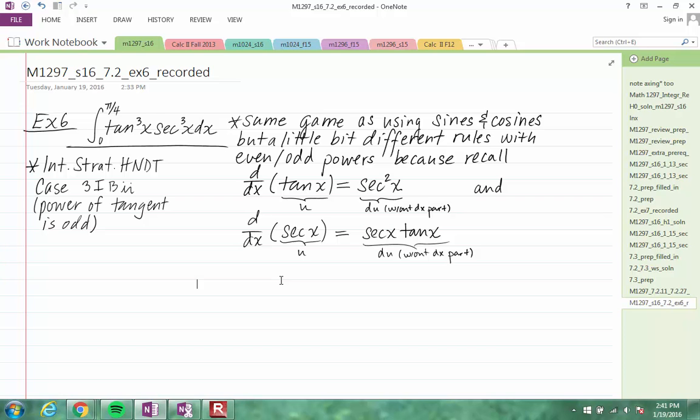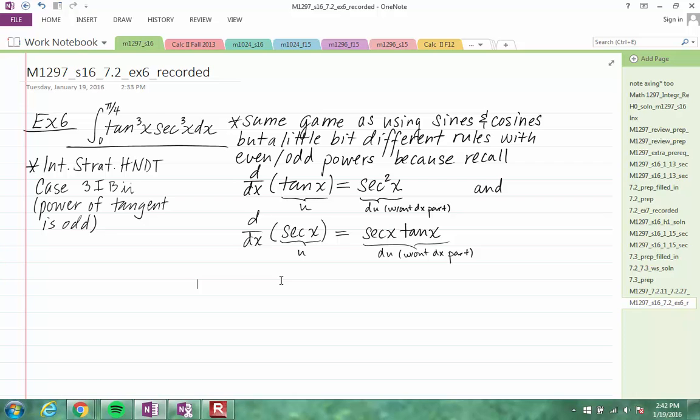We're going to play this little game as we did with sines and cosines, but with a little bit different rules, or a variation of that game with regards to the odd and even powers. And this has to do with the derivative of each of those trig functions. So recall that the derivative of tangent is secant squared, and also the derivative of secant is secant tangent.